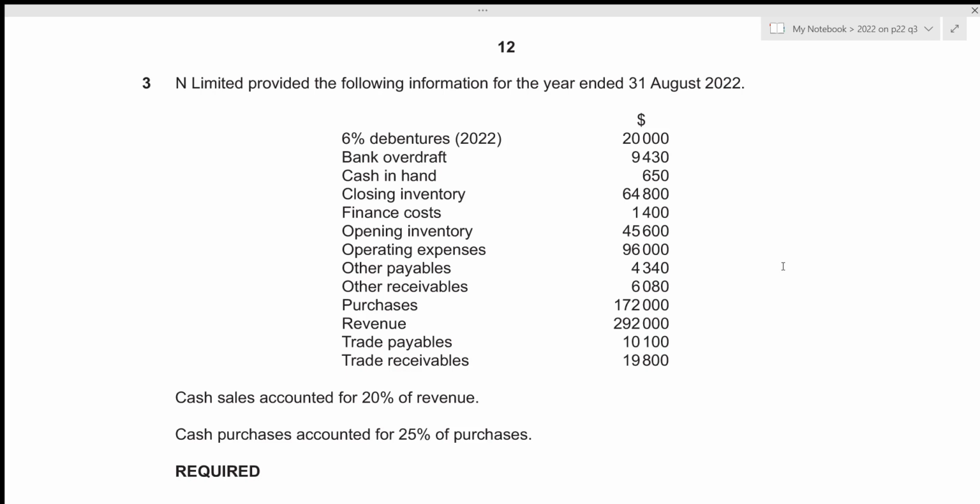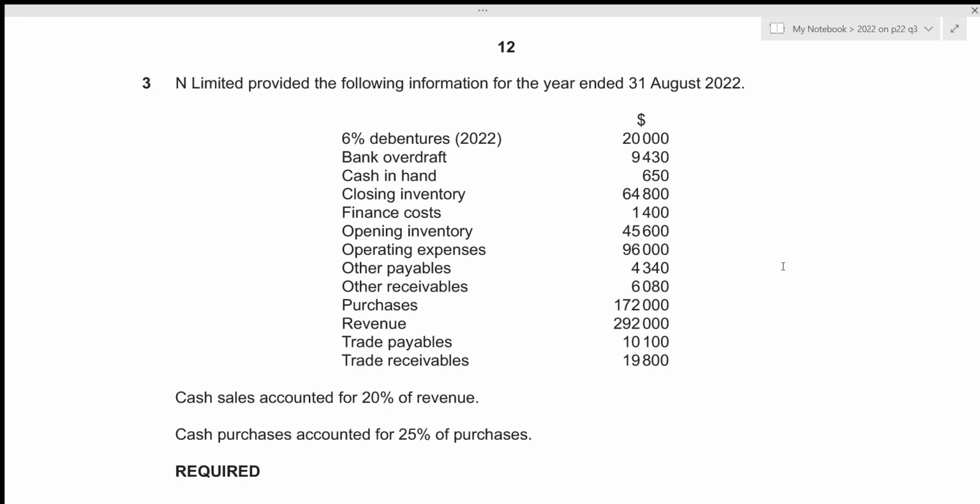Hi everyone, in this video we'll be going over A-Level Accounting 2022 October-November paper 2 question number 3. This is the structured paper 2 which consists of 4 questions. 2 of those questions are of 30 marks whereas 2 of those are of 15 marks, and we're given a total time limit of 1 hour and 30 minutes.